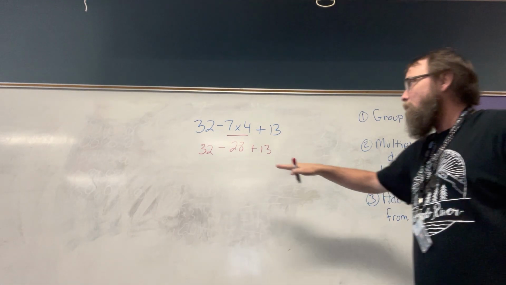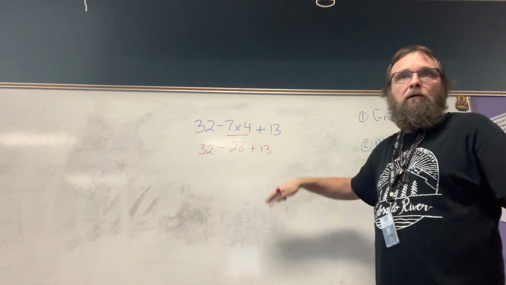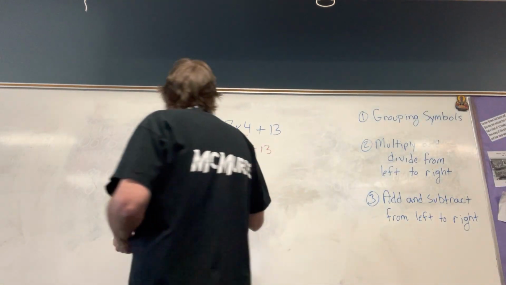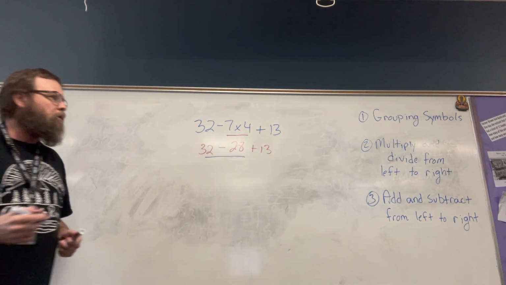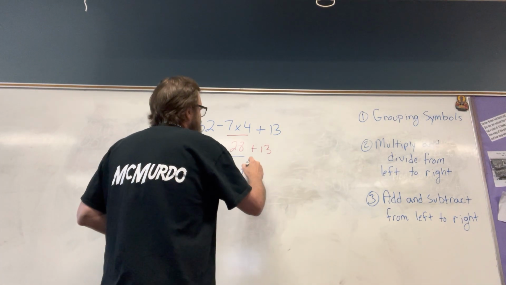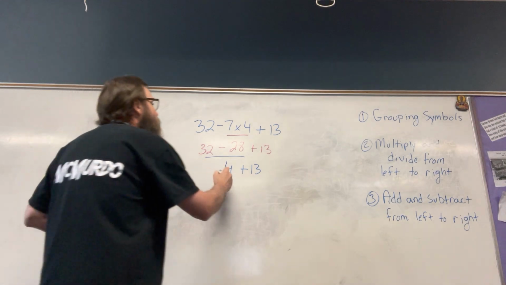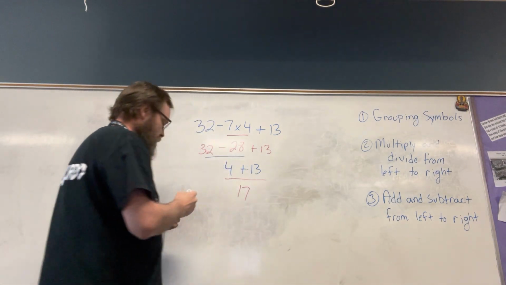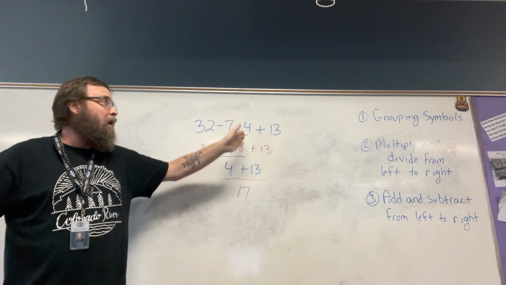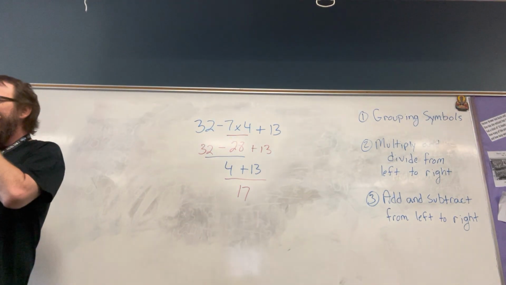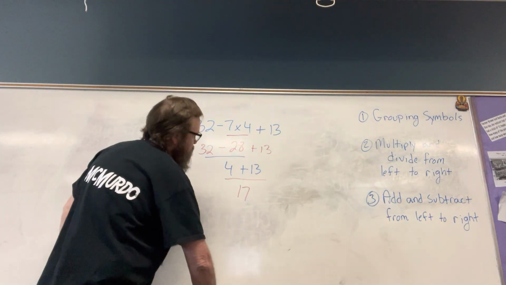This is the same step, so I don't do this first and then this. I work from left to right. So 32 subtract 28 is 4. And then I have left 4 plus 13 is 17. What I see a lot is people just trying to work it from left: 32 minus 7 and then multiply that by 4 and then add 13. You can't do it that way. You got to follow the steps for order of operations.